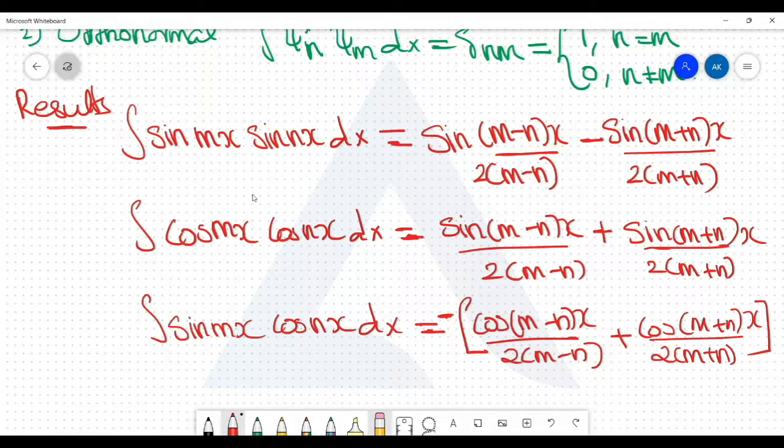So how to remember this? When sine sine comes, then sine minus sine. When cos cos comes, sine plus sine. When sine and cos come, minus of cos plus cos. In all terms, the first one is over 2(m minus n), and the second term is over 2(m plus n). So there is a symmetry, and you can easily remember this expression. Let me check the orthogonality condition by applying this equation.